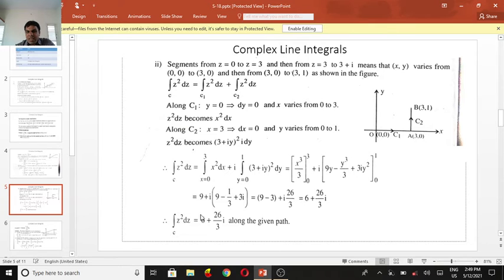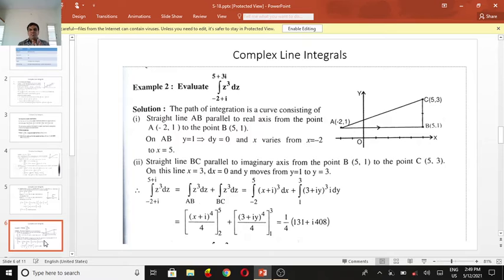This is the form. Again I simplify, replacing x by 3 in the first term and y by 1 in the second term. Suddenly we get 9 plus the imaginary term, which should be 9 minus 1 by 3 plus 3i. So simply we get 9 minus 3 plus i times 26 by 3. Again simplifying, we get 6 plus 26 by 3 i. See, along the curve the result is the same. Integral of z square dz is equal to 6 plus 26 by 3 i along the given path. This is the line integration, and the path integration value should be the same.